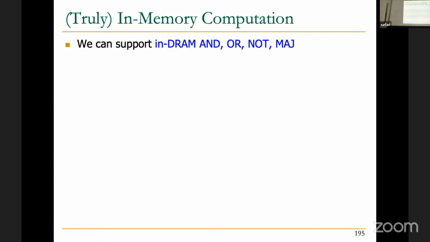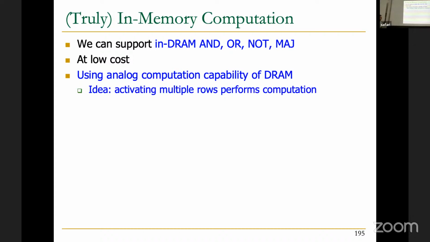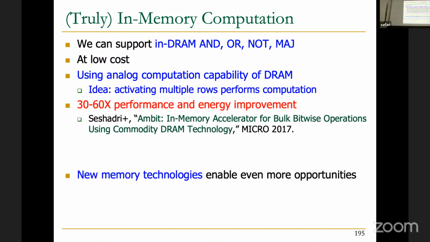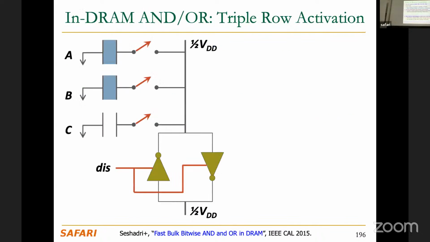Ambit, which enables you to do indirect AND, OR, NOT, and majority operations following principles similar to RowClone. This can be done by manipulating the analog operating capabilities of DRAM, and the main idea here is to activate 3 DRAM rows at the same time for computation. This operation has also been implemented in different memory technologies.